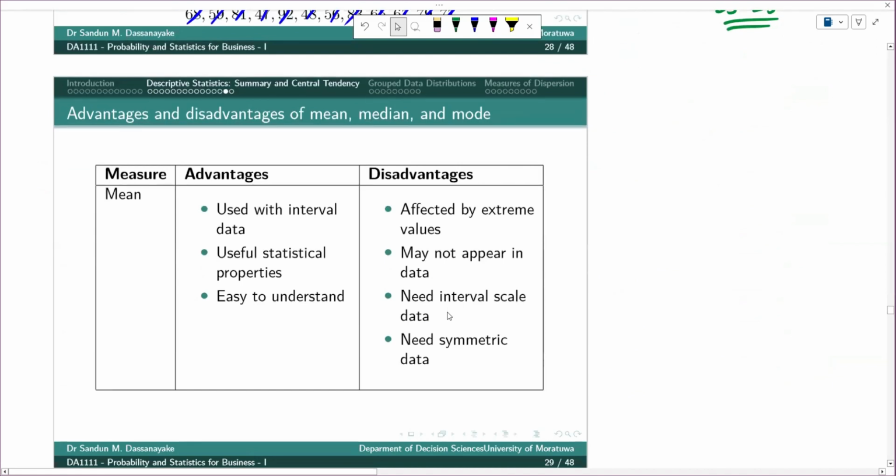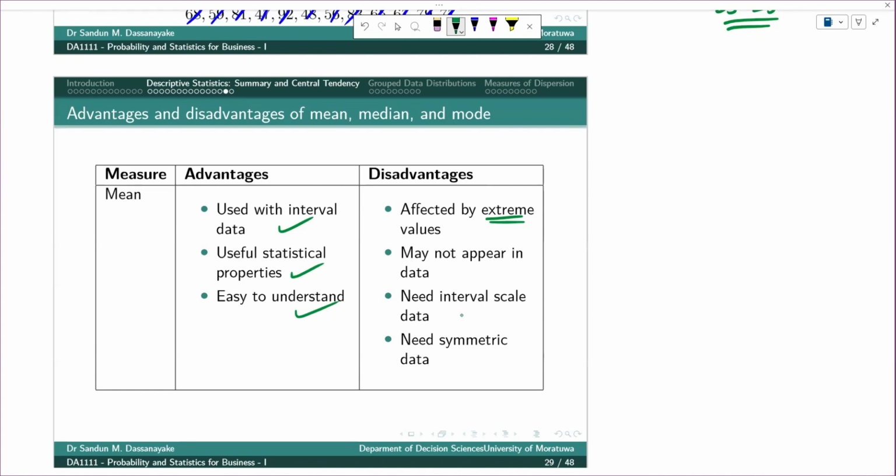The advantages and disadvantages of mean, median, and mode. Measure is the mean. Advantages: used with interval data, useful statistical properties, easy to understand. Disadvantages: affected by extreme values. Think about how extreme values would affect the mean, because these kinds of questions are there in the exam paper. Also, the mean may not appear in data. Yes, the mean will not appear in data.